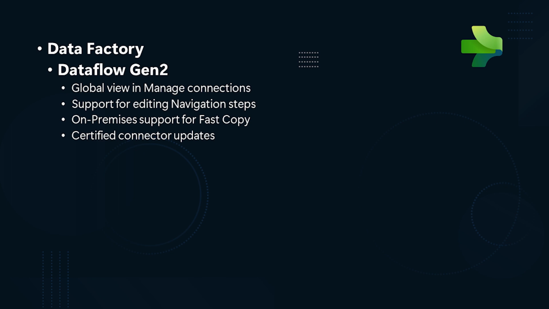On-premises support for fast copy. You can now boost your performance with fast copy in Dataflow Gen 2 when loading data from on-premises data stores, including SQL Server. The way you configure the gateway in Dataflow Gen 2 to get access to the on-premises data stores is the same for fast copy in Dataflow Gen 2. By doing so, you can now ingest terabytes of data from an on-premises data store with the easy experience of Dataflows, but with the scalable back end of the pipeline copy activity.